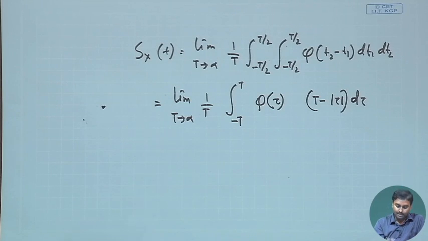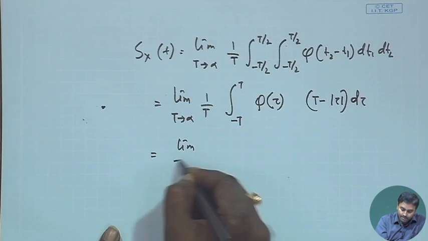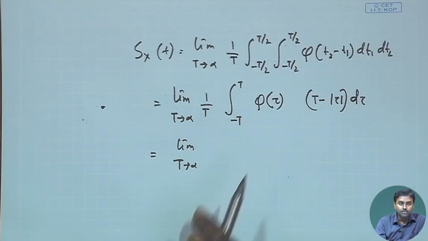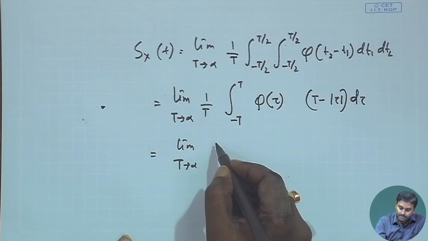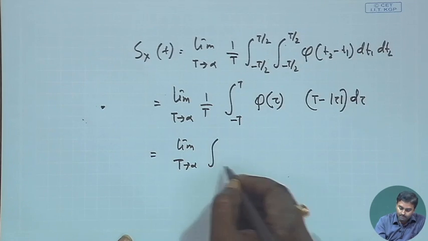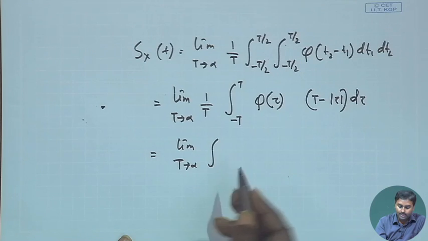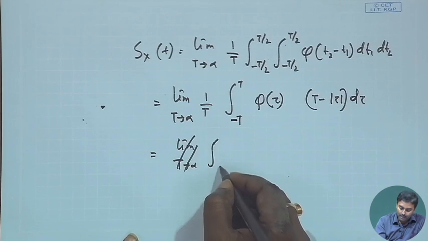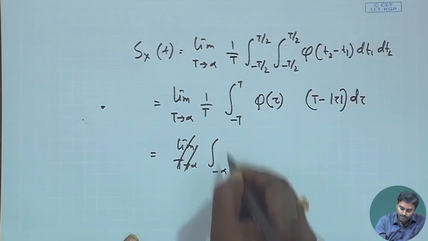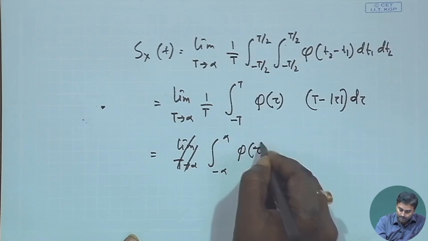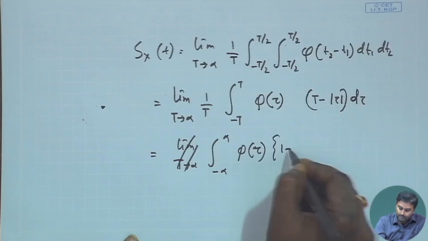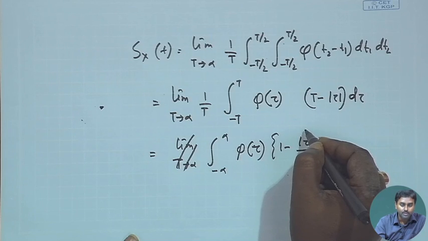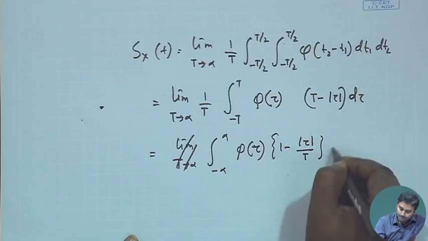So this is the overall integration, limit t tends to infinity. I take the 1 by t inside because that has nothing to do with the integration. So if I take that, what will happen, because it goes to infinity, I can even write that to be infinity. So basically I can take this limit, I might write this as minus infinity to plus infinity phi of tau, and now this will be 1 minus mod tau by t. Of course, here that limit t tends to infinity should be there, d tau.